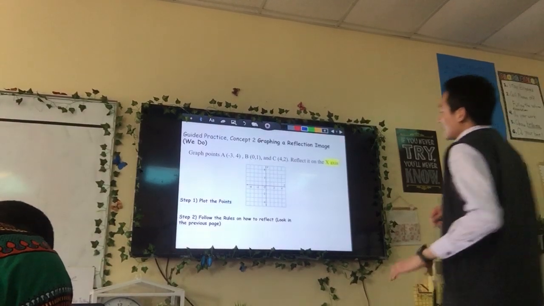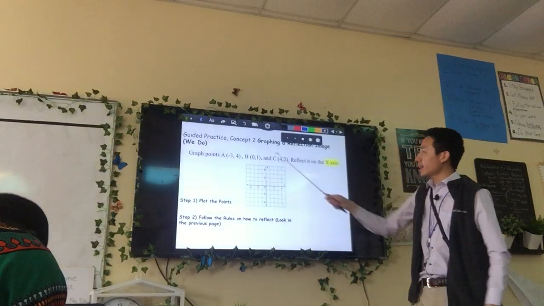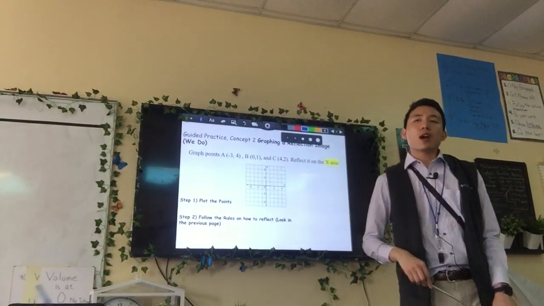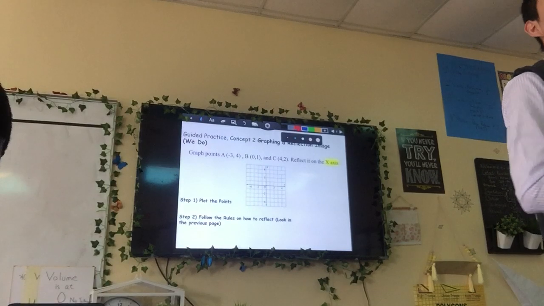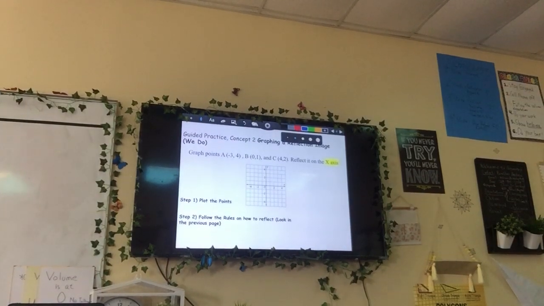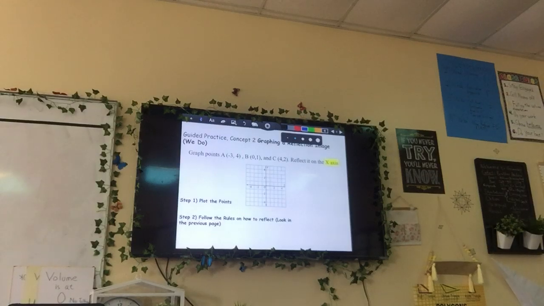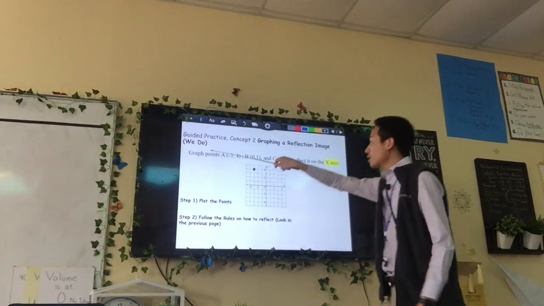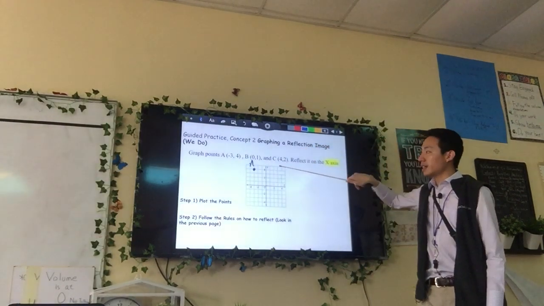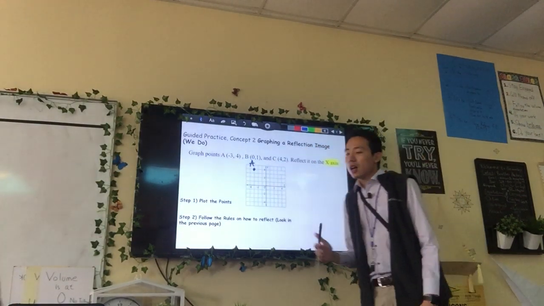Okay. So graph points A, B, and C reflected on the x-axis. The difference between this question and the previous question is that previously we only did it for 1 point. Now, because I believe you can do it, you have to do 3 points, A, B, and C. So step 1, plot out the points. Plot out A, B, and C. Okay?